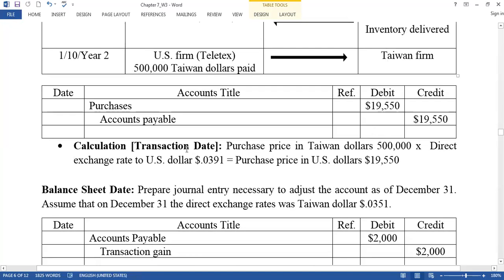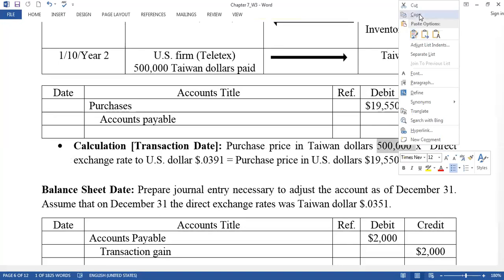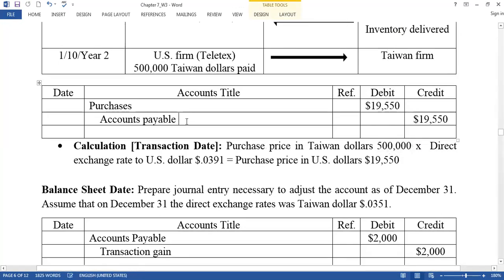So what is the journal entry? You can see that you debit purchases and credit accounts payable, right? Accounts payable credit, and this is the calculation. So you are liable to pay this money. This is the Taiwanese dollar amount times your rate.